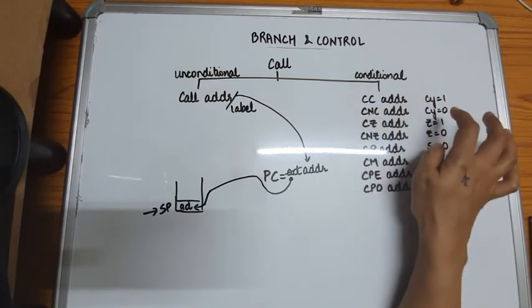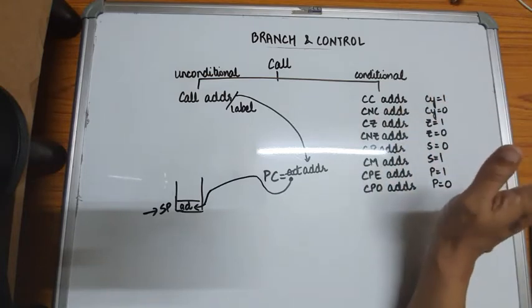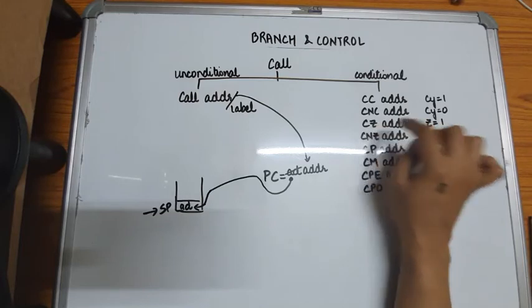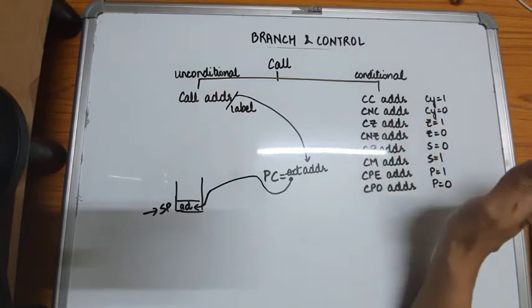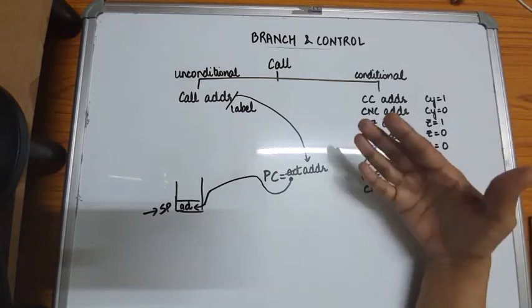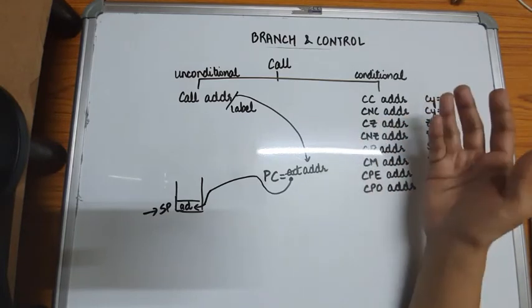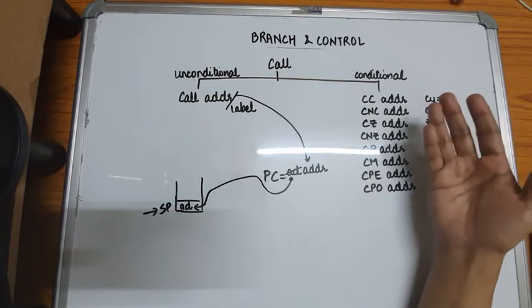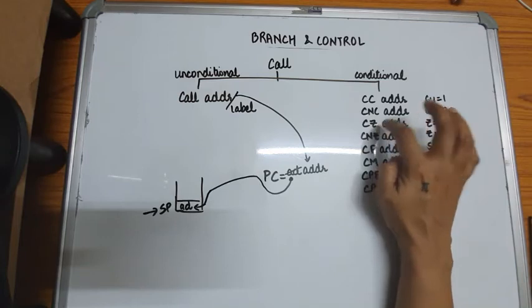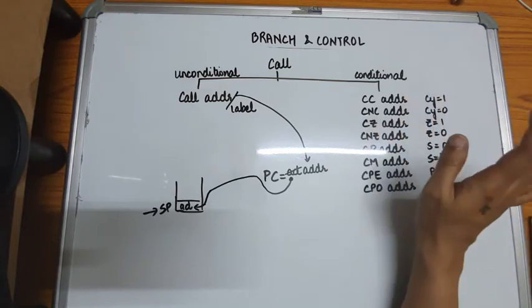Call if no carry: if the value of carry is 0, then only this instruction will be executed, and then only the transfer of control will happen. Otherwise, the control will be transferred to the next instruction. If CZ is written on line number 15, then the control will be transferred to line number 16 if the zero flag does not hold a value 1, if it is holding a value 0.